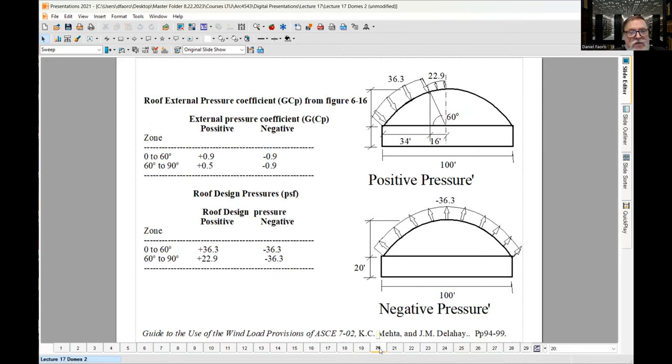And so if you take a look at our pressure conditions at the top and positive side, we've got a positive pressure at the steepest slope, 36.3 PSF, but at the very narrow slope conditions at the top, 22.9 PSF. And our overall worst case suction condition would be negative 36.3 PSF.